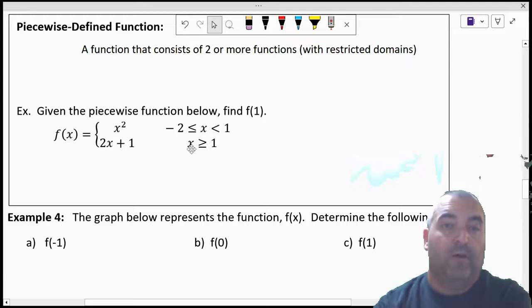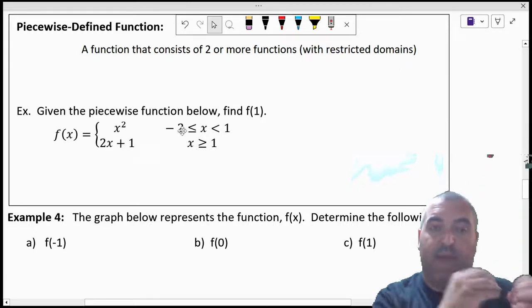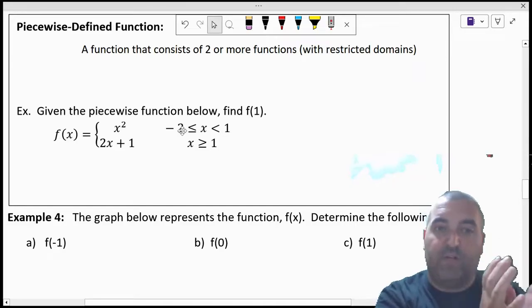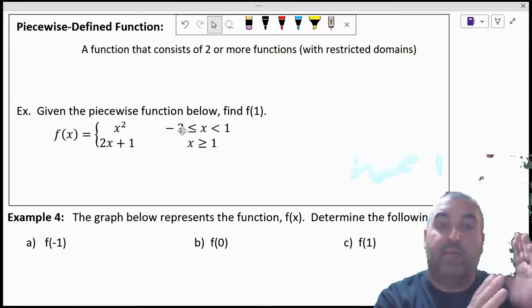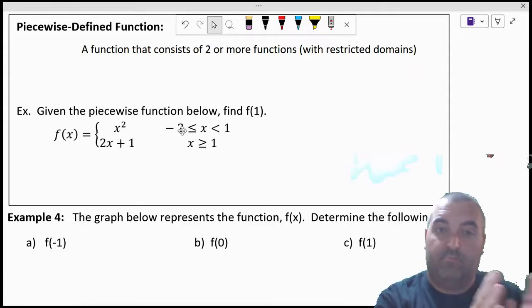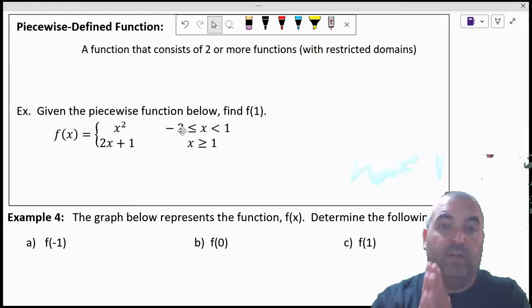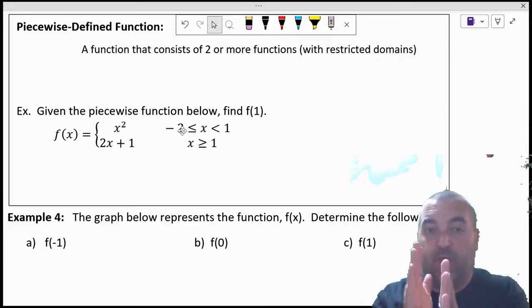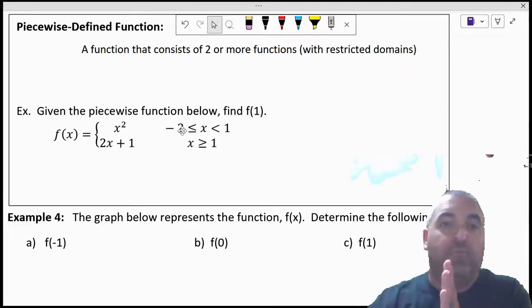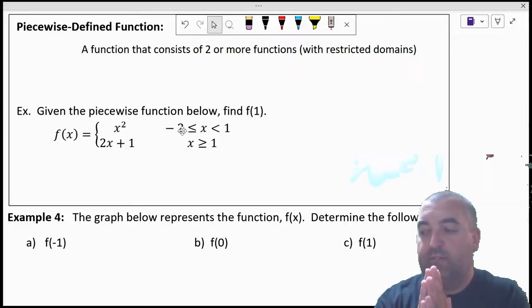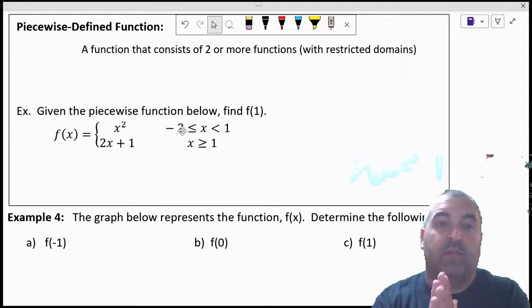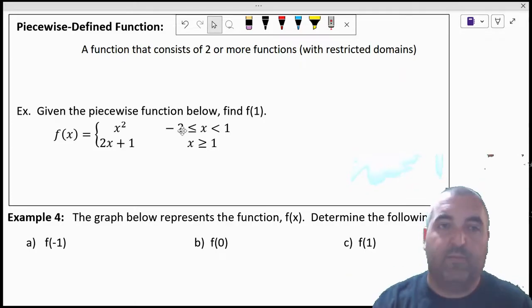Okay. Now, when it comes to their restricted domains, that's telling you that we're taking that x squared function and we're only taking the part that is from -2 to 1 for the x values. Okay. And then the 2x plus 1, we're taking from x is equal to 1 all the way to infinity. That's what the x is greater than or equal to 1 means. So because of this, each function has its own piece, hence the name piecewise.